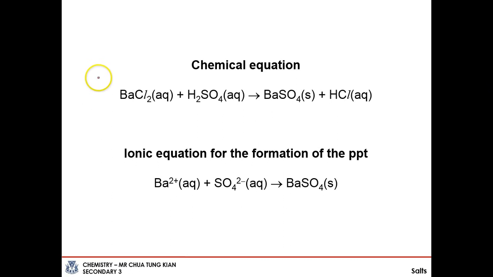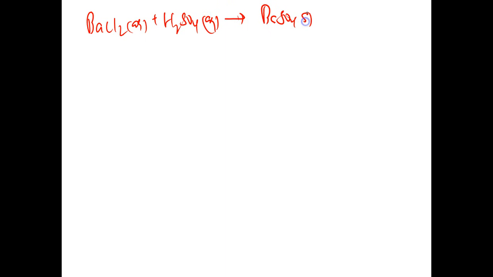Okay, this is the chemical equation I was writing just now. And if you remember how to get the ionic equation, this is the ionic equation. If you forgot, let's do a quick recap. BaCl2 plus H2SO4 gives you BaSO4 solid plus HCl aqueous.